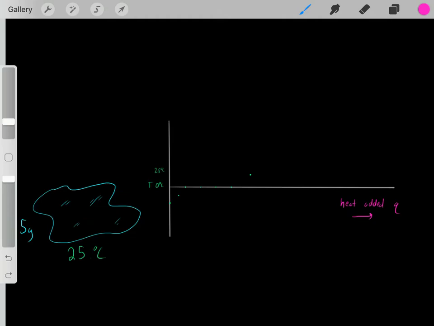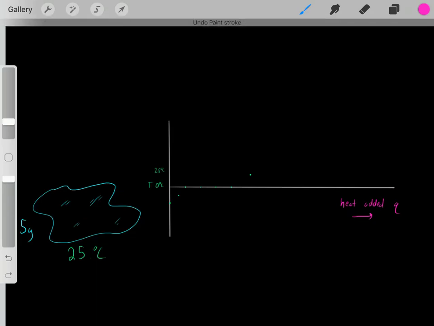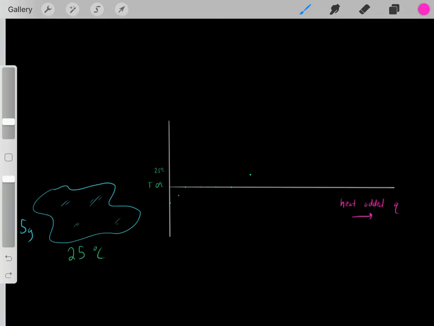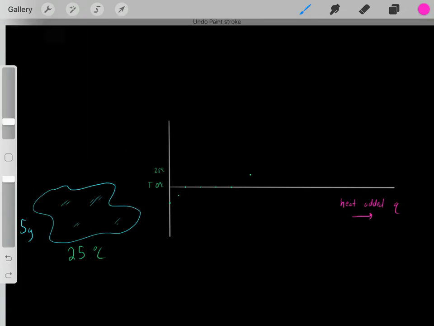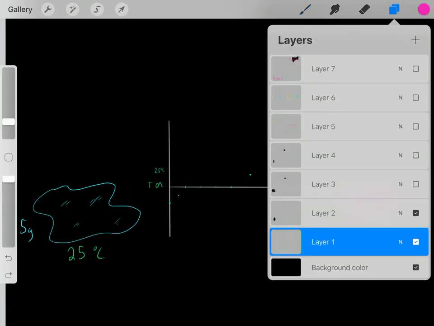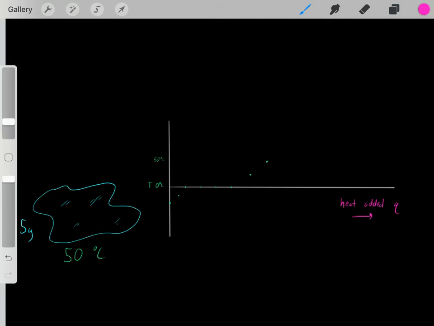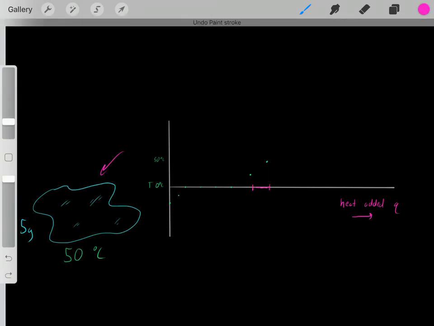Now what's going to happen if we add more heat? Well, again, if we add more heat, the temperature is going to increase even more. So maybe we add more heat, and now the temperature increases from 25 degrees Celsius to 50 degrees Celsius. So again, now we add this extra amount of heat, and we saw the temperature increase from 25 degrees Celsius to 50 degrees Celsius.